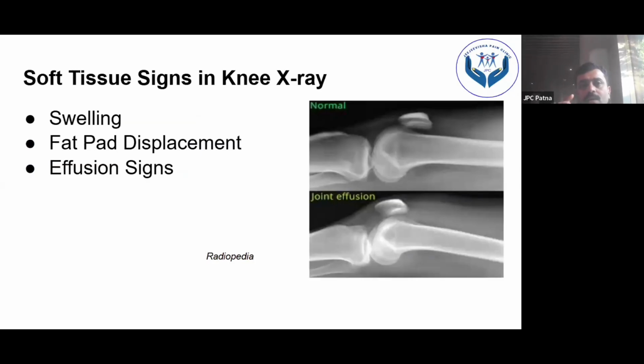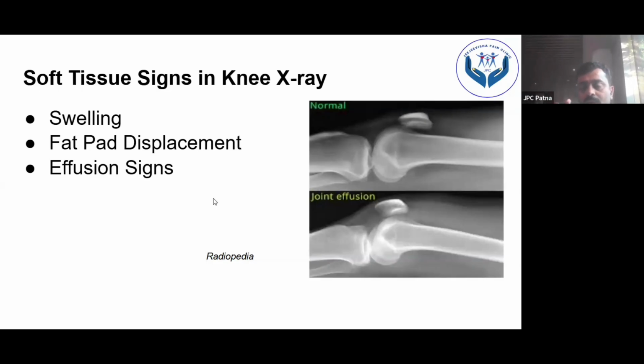Another is, what are the soft tissue signs in the knee X-ray? Everyone thinks that X-ray knee means bone, bone, bone. No, there are a lot of soft tissue signs which can be seen in the X-ray, and accordingly we can plan. Mainly it is the swelling, or fat pad displacement, and effusion signs.